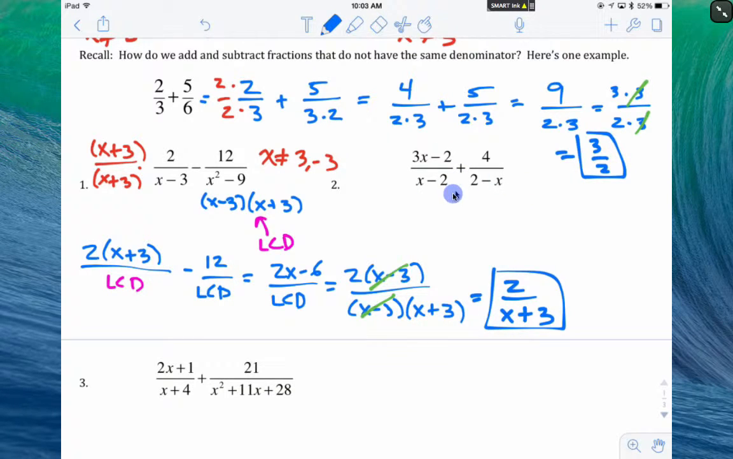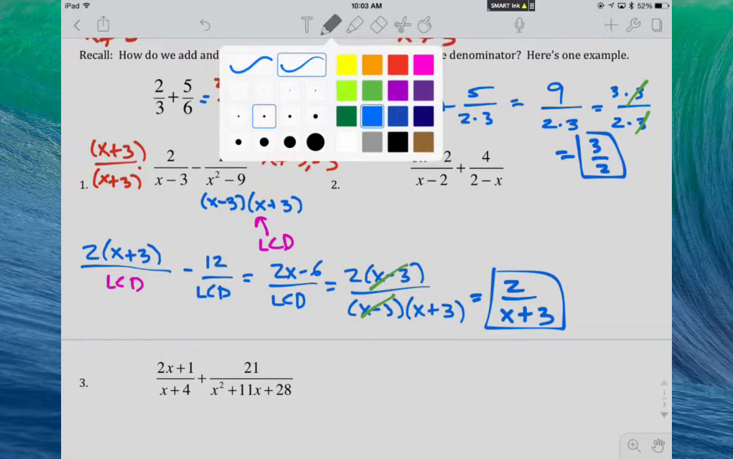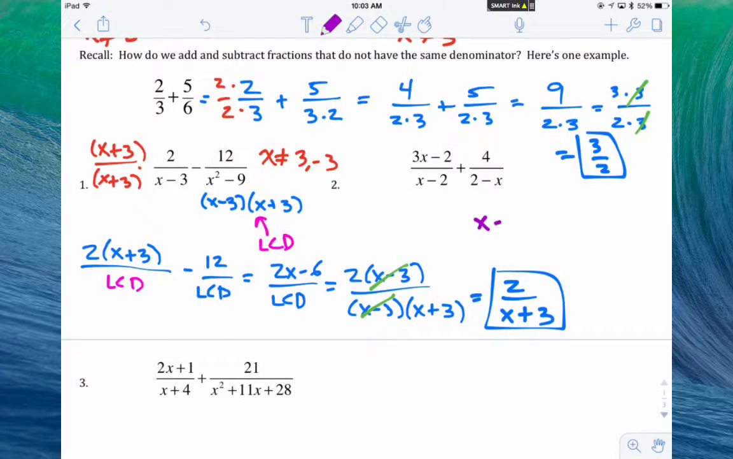make them the same? Well, I hope you remember from a previous lesson, I'm just going to write this off to the side, that x minus 2 is equal to negative 1 times 2 minus x. Or vice versa. 2 minus x is equal to negative 1 times x minus 2. These two denominators are almost equal to each other. If we multiply either of them by negative 1, then they would be the same. So you know what? We're going to multiply this denominator by negative 1 because we like this one more. It's already in standard form. So I'm going to take this second fraction and multiply it by negative 1 over negative 1.